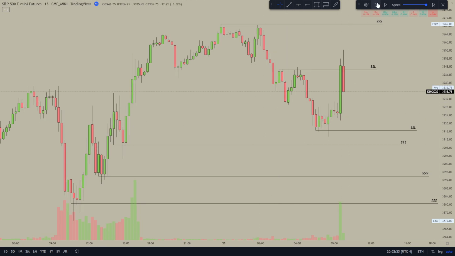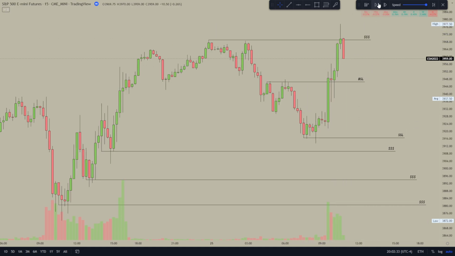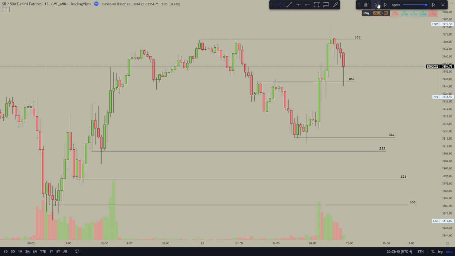So we get into the open, right? As you can see, we break our buy side liquidity level. So what is this? This is bullish market structure, right? This is your structure break. So now immediately after we get a structure break, we're looking for a fair value gap.